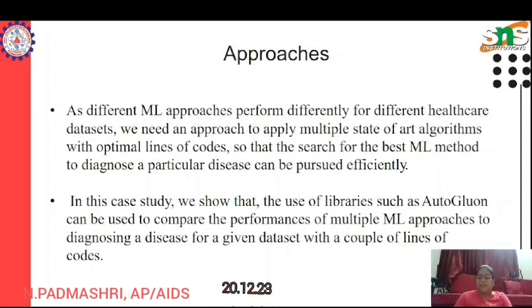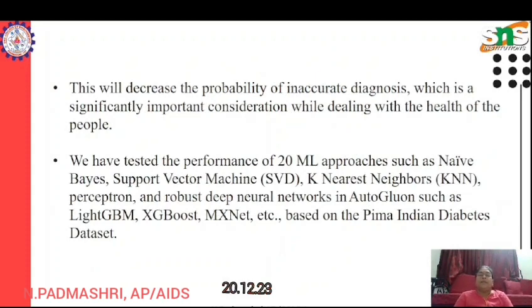This case study will decrease the probability of inaccurate diagnosis, which is a very important consideration when dealing with health, because whenever we give any kind of symptoms, it has to diagnose properly. So we need to train our machines to find out what type of disease it is. The machine has to be trained with the different symptoms of the patients. We have tested the performance of 20 machine learning approaches.